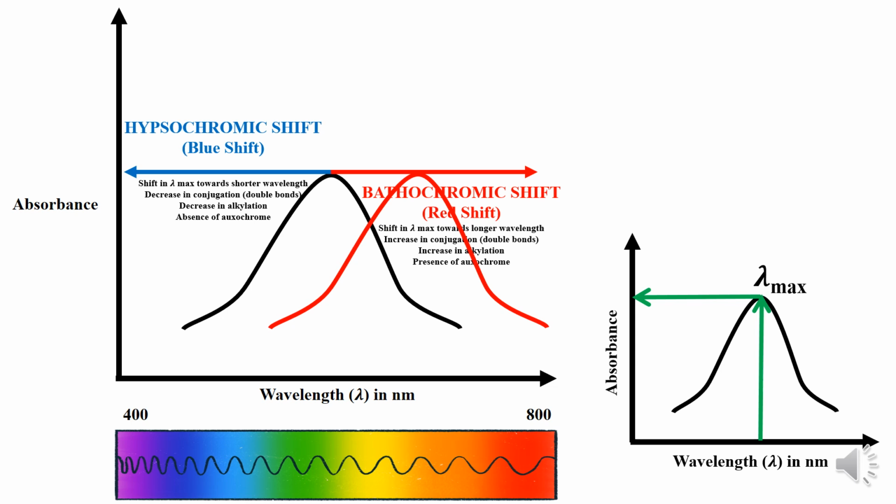Hypsochromic shift is also called as blue shift because, as you can see, during hypsochromic shift, there is shift in lambda max towards shorter wavelength, that is towards the blue region. That is why this effect is also called as the blue shift. So that is about the bathochromic shift and the hypsochromic shift. Now moving on to the rest of the 2 parameters, that is hyperchromic effect and hypochromic effect.